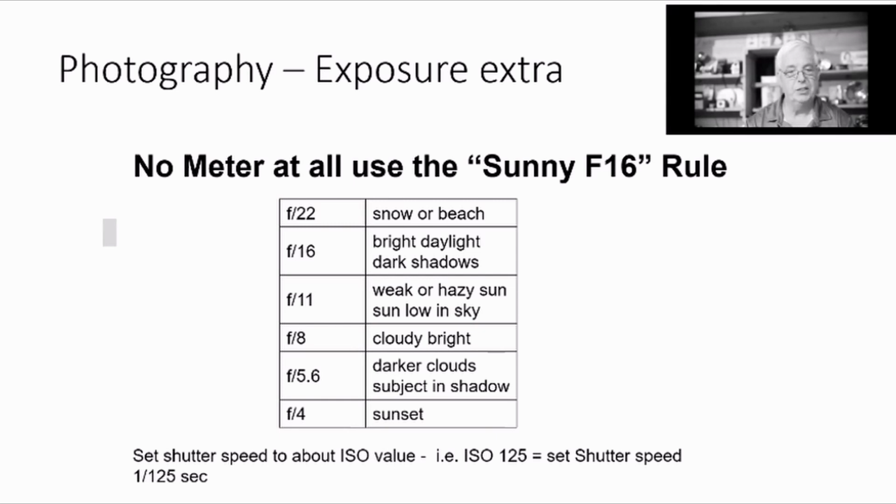Now, if you're out on the beach, then F22 is going to get you very close to the proper exposure. F16 is if I'm shooting in bright sunlight, if it gets a little hazy, F11, and so on and so forth. So this used to be used by many photographers before they included a light meter in the camera.